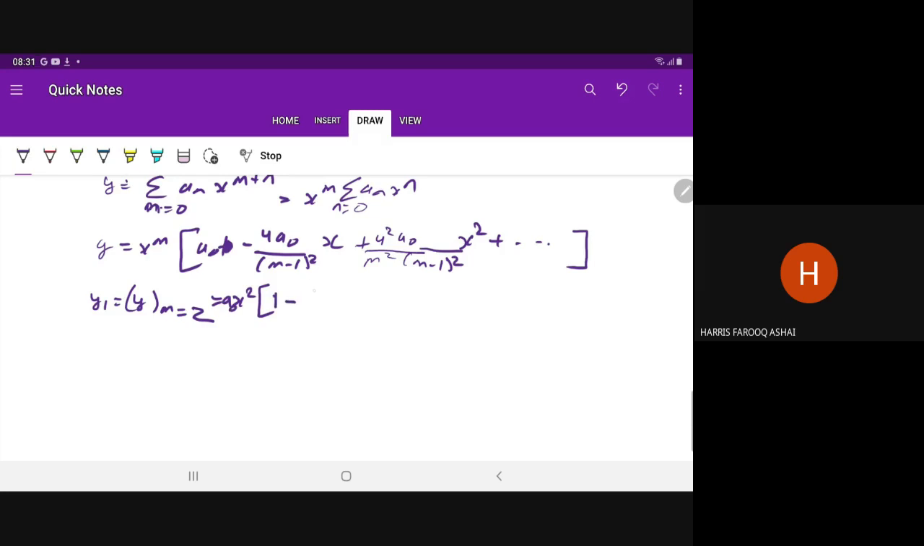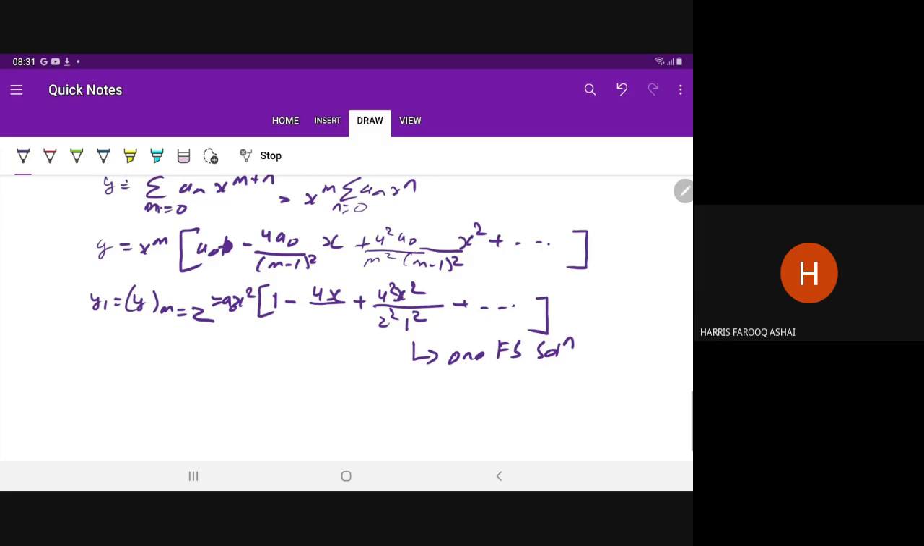M is equal to 2 means 4 upon, here we have m is equal to 2, so it will become 1. So 4x plus 4 square x square upon 2 square 1 square, and so on. So you will get the first series. So this is the existence of the one Frobenius series solution when we have the equal root.